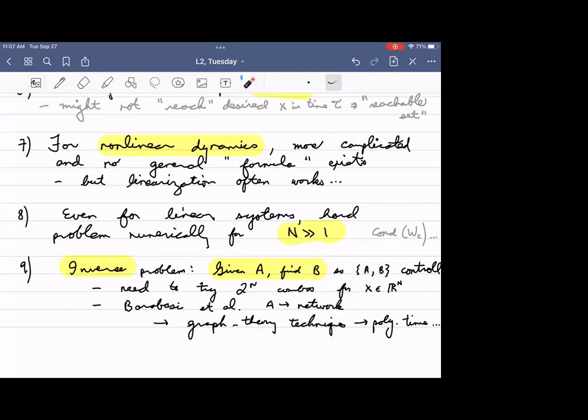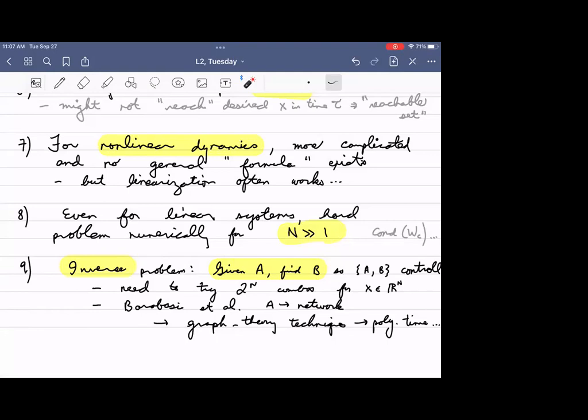So when N is very big, even doing this computation and figuring out the determinant can be non-trivial. But even more interesting, for some reason, I'm not sure why, it took until about 10 or 12 years ago for somebody to ask the interesting inverse question, which is, given an A, can I find a B that makes the system controllable?